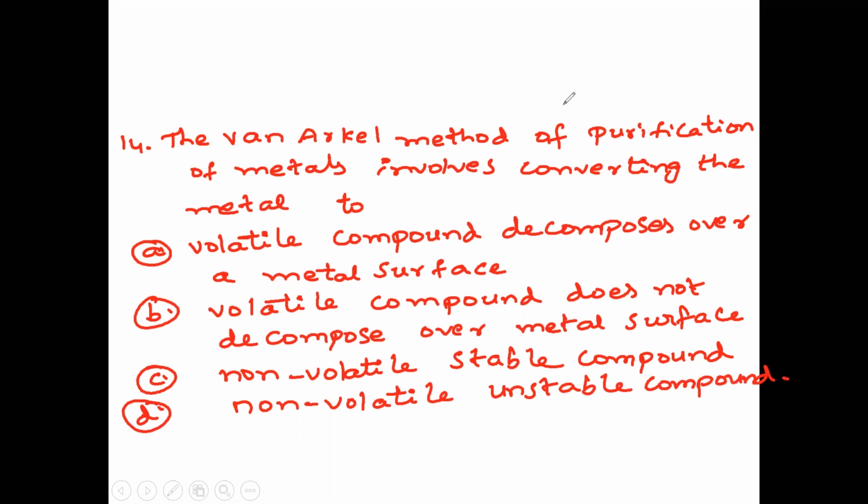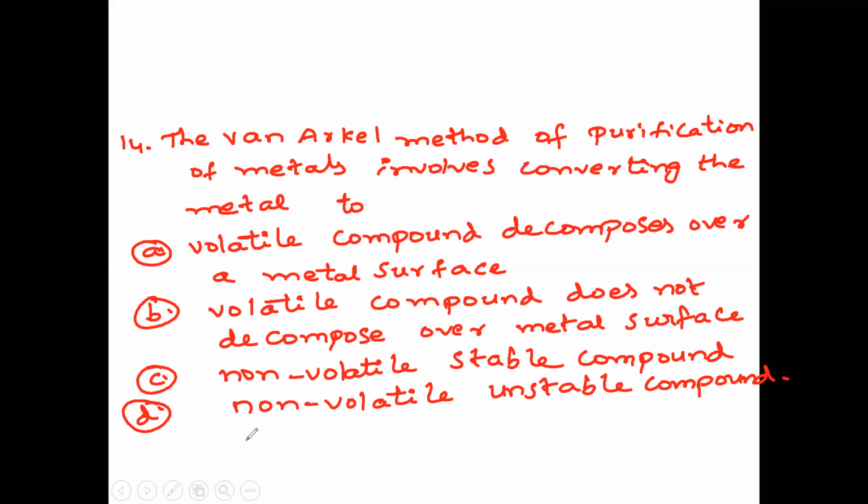So what happens in this Van Arkel process? Let us see the solution now. The Van Arkel method of purification of metals involves converting the metal to a volatile compound that decomposes over a metal surface. Volatile compound does not decompose over a metal surface, non-volatile stable compound, and non-volatile unstable compound.